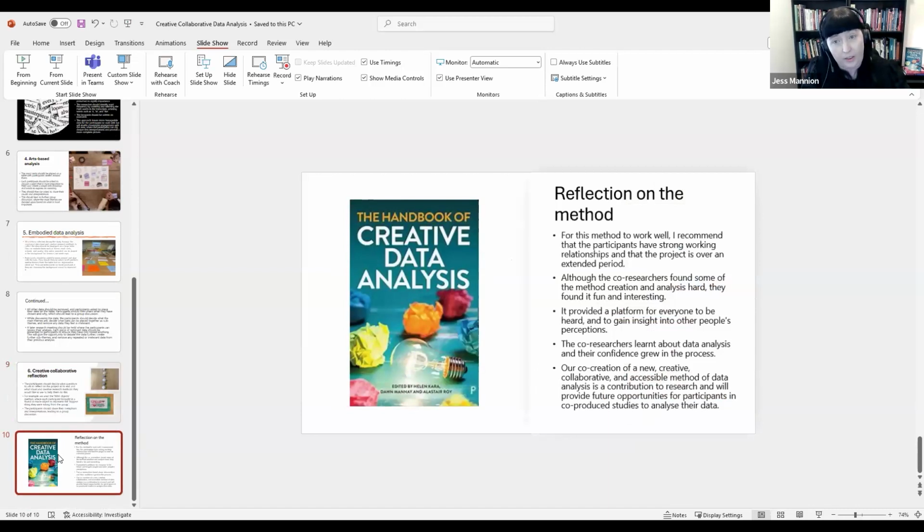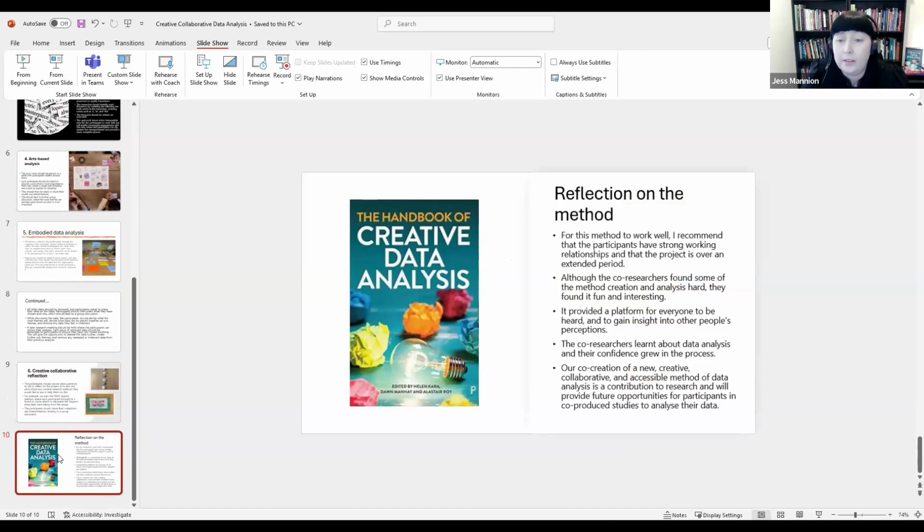And my reflection on this is, for it to work well, I believe that the participants should have a strong working relationship to be able to do it, and the project should be over an extended period. So the initial project was a year, and the creative data analysis was the whole way throughout. It wasn't just something at the end, and it does take time.